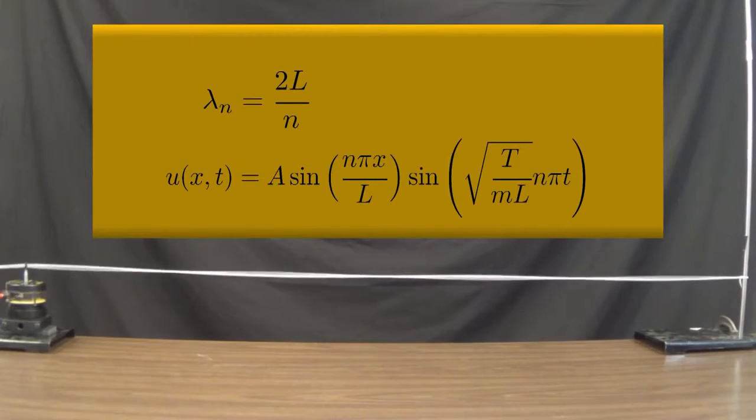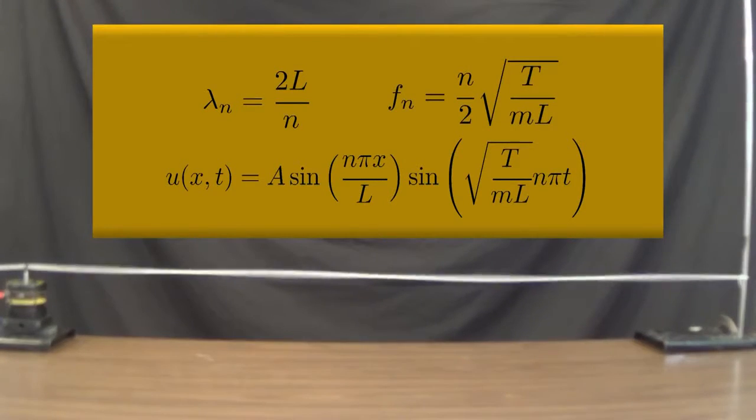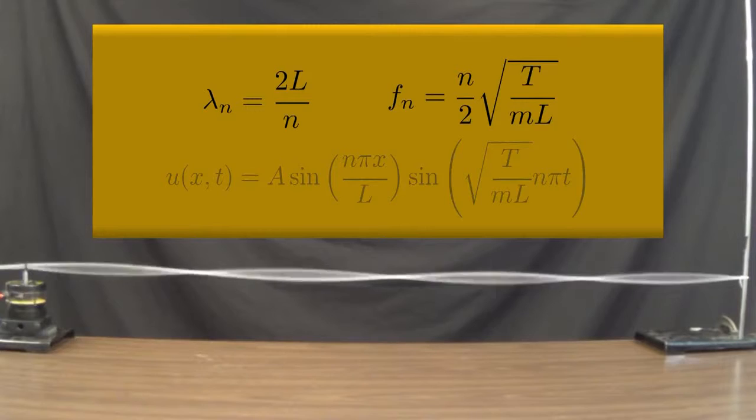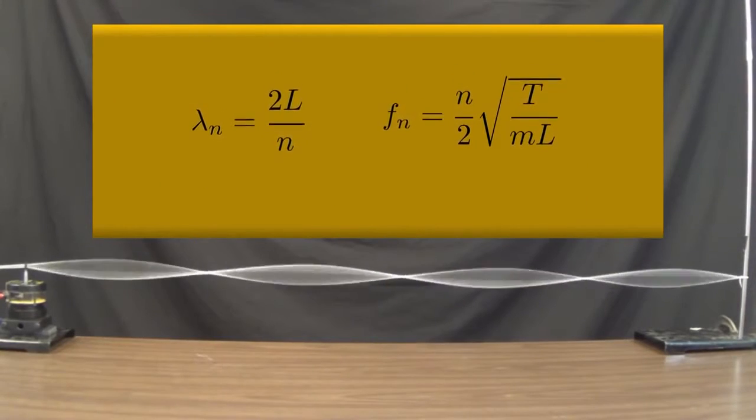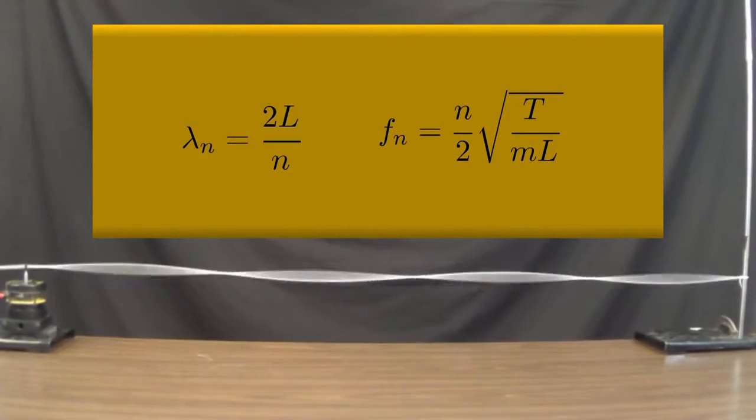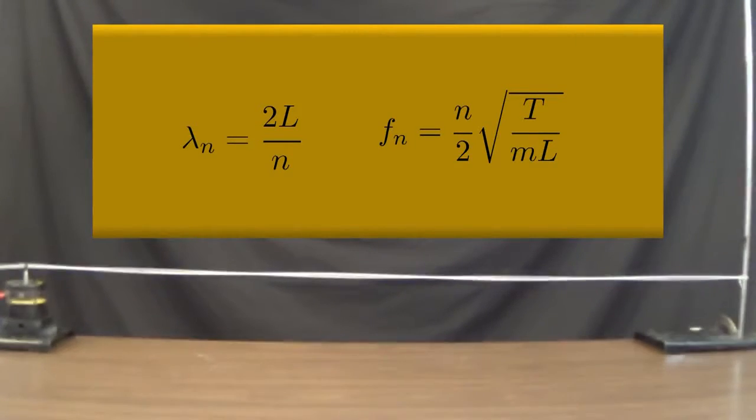From the time component, resonant frequencies can be found. As you can see, they will vary only on resonance number and the string's tension, mass, and length, all of which should be constant. Notably, this means that resonant frequencies should be evenly spaced.